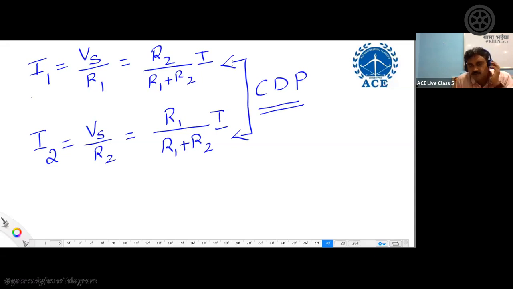So current division principle on resistors is like voltage division principle on capacitors. So be very careful. If you have network elements in parallel, you want to find current on any branch, take the opposite branch resistance divided by total resistance into total current I. That will give you the currents on resistive branches.